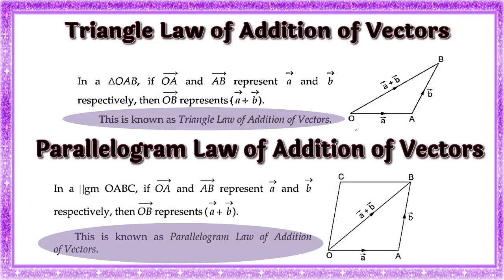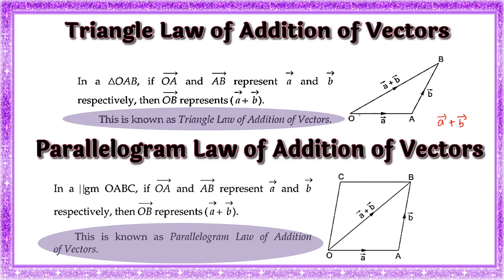Then we have the triangle law of addition of two vectors. In a triangle OAB, if OA and AB, this side and this side, represent vector A and vector B respectively, then OB represents A plus B. It means their sum, or we call it the resultant. So the resultant of vector A and B will be this vector OB, right?